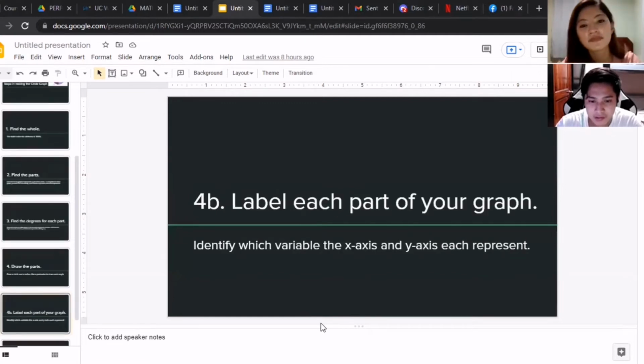And then, label each part of your graph. Identify which variable the x-axis and y-axis each represent. To properly label a graph, you should identify which variable the x-axis and y-axis each represent. Don't forget to include units of measure called scale, so readers can understand each quantity represented by those axes.